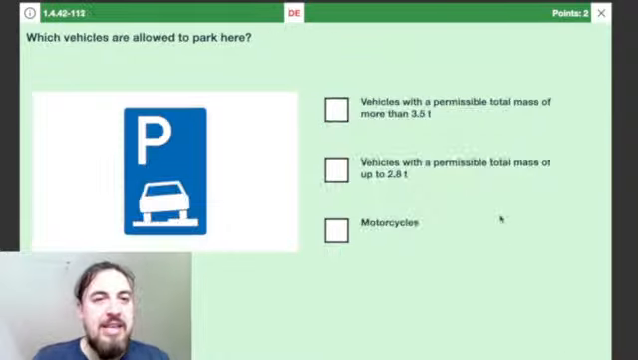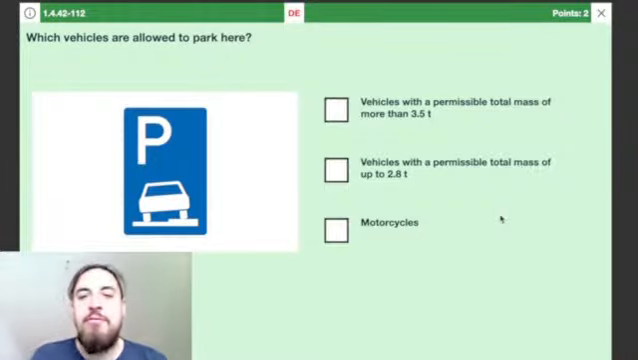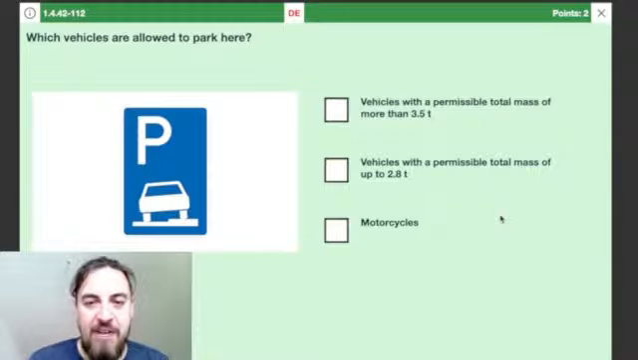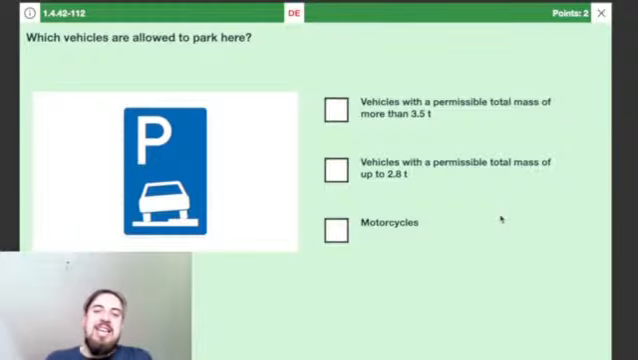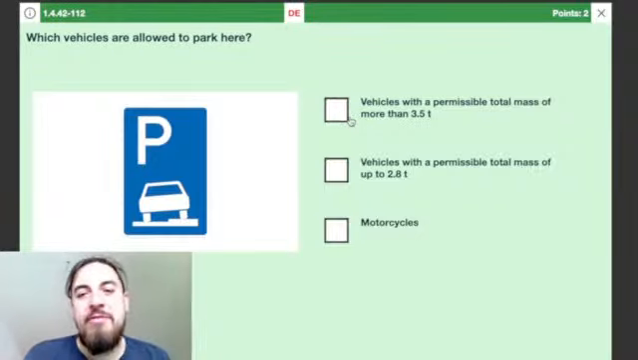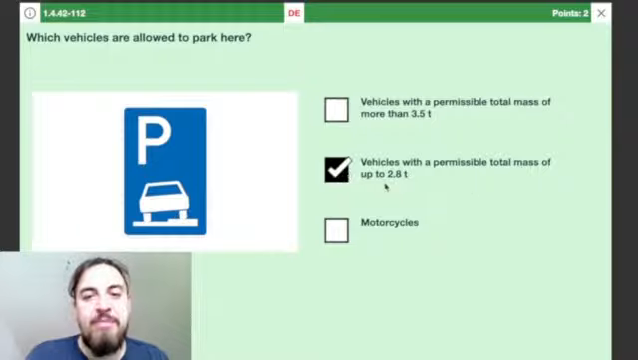Okay, which vehicles are allowed to park here? Vehicles with a permissible total mass of more than 3.5 tons, vehicles with a permissible total mass of up to 2.8 tons, or motorcycles. Okay, so more than 3.5 tons would be a truck, and this is just a car, so trucks can't be correct. But vehicles with a permissible total mass of up to 2.8 tons is correct. And motorcycles, yes, because they are much smaller and they can fit here on the path.